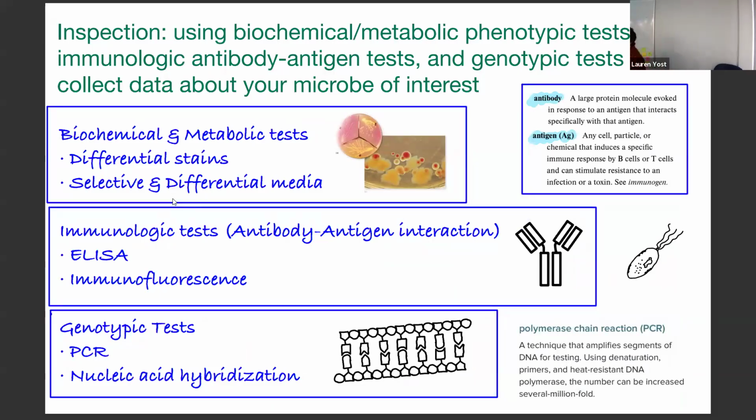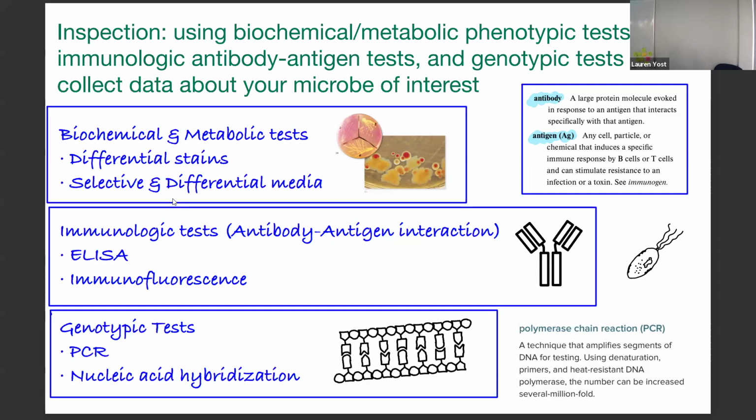All right, our fourth step in the 5 I's is inspection. We're already at 5.5 minutes to show you guys how quick I expect your presentations to be. Using biochemical or metabolic phenotypic tests, immunologic antibody antigen tests, and genotypic tests. So basically using test results to get data. That's what the inspection step is. This is the collection of the data.